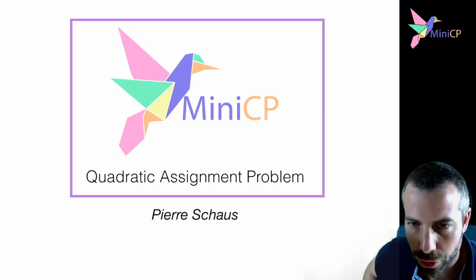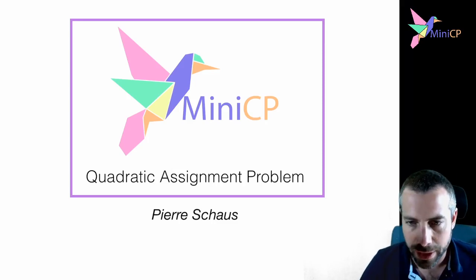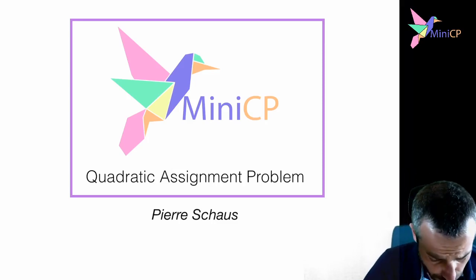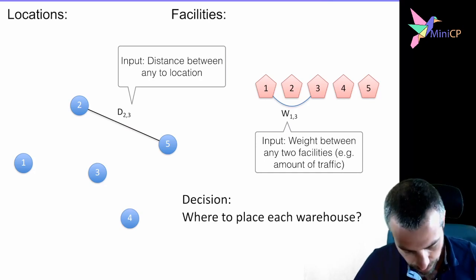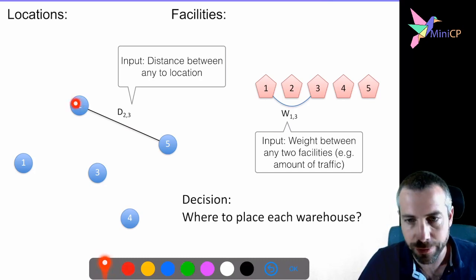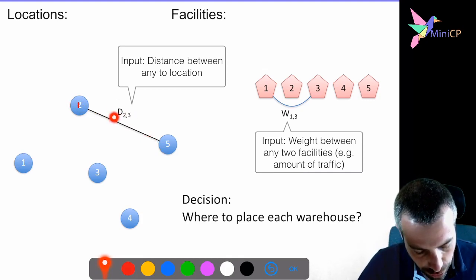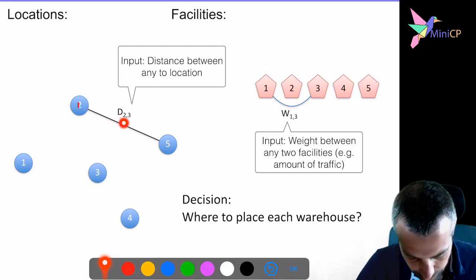To motivate the introduction of the element constraint, I will use one problem called the quadratic assignment problem. As input, you receive a bunch of locations. This, for instance, is one city, Louvain-la-Neuve, this is Brussels, and so on. Every location is distant by some kilometers from the others. So this is the distance between location 2 and location 3.